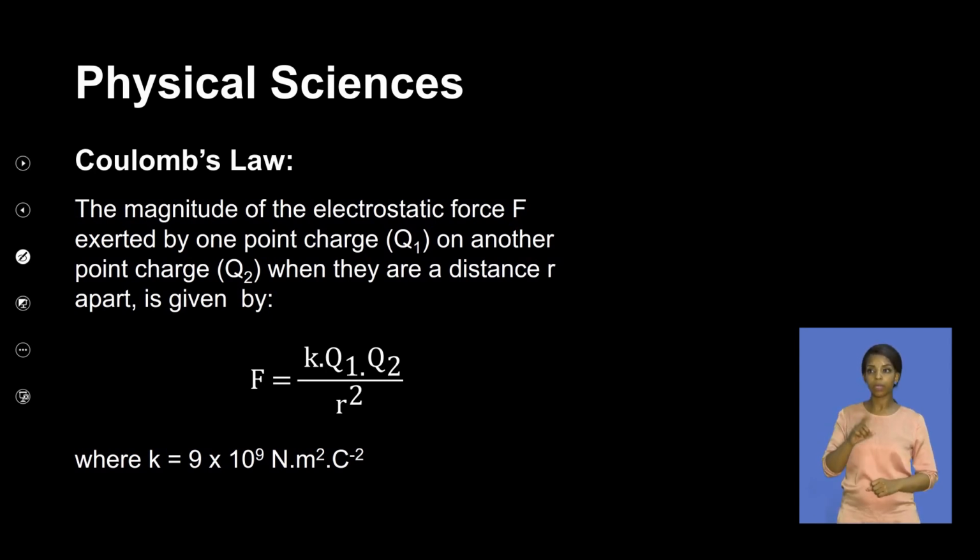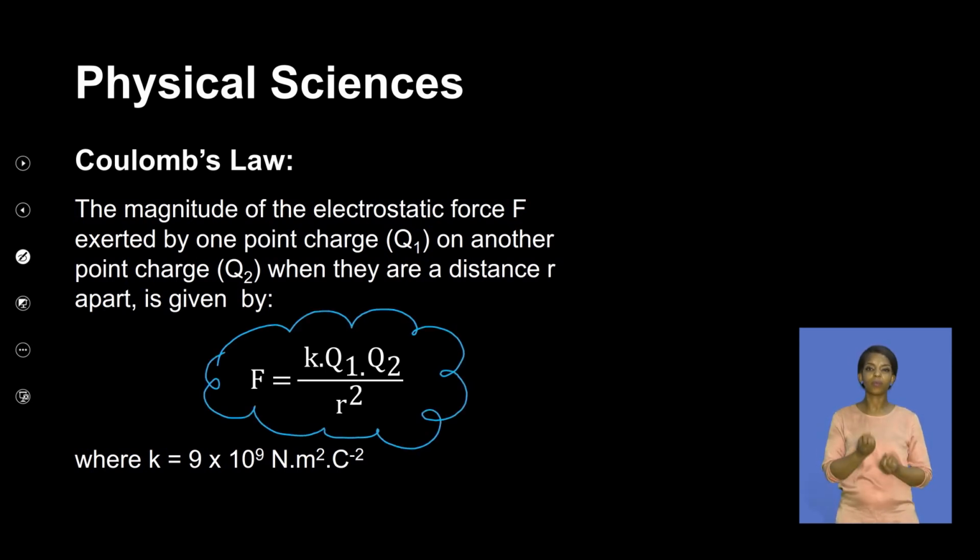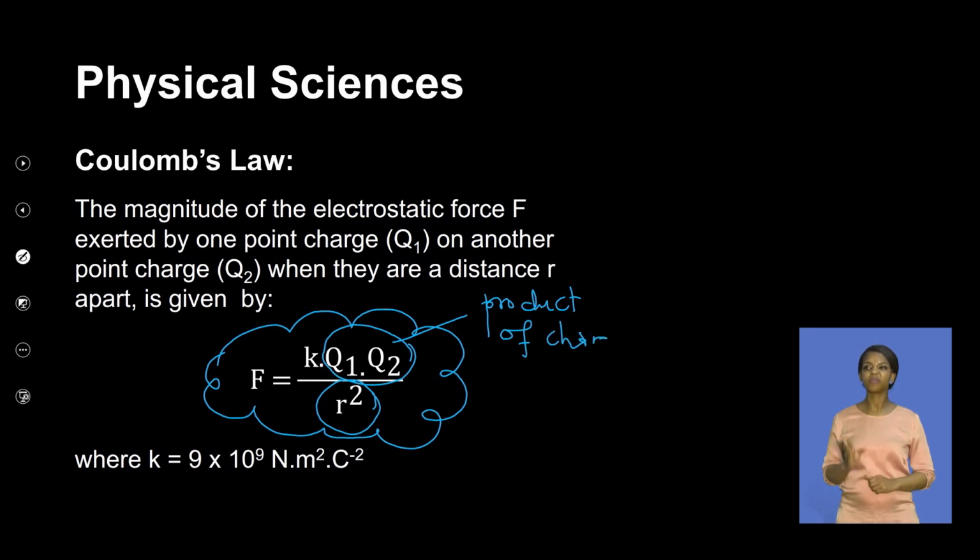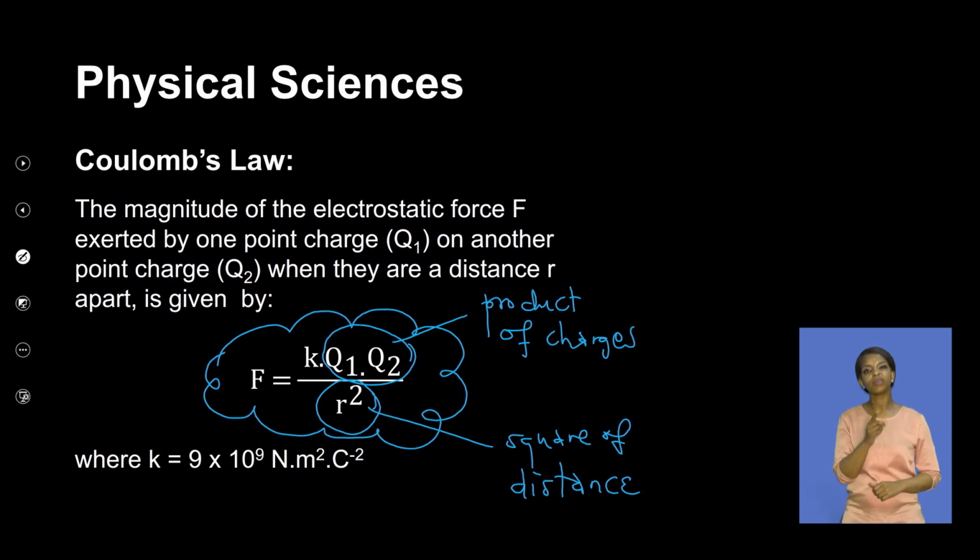Now let's look at the data sheet. This is what is going to be given to you as the formula sheet. Mathematically looking at that, you can see the product of the charges, you can see the square of the distance. So that's the product of the two point charges concerned, and then the square of the distance between the two charges. Mathematically this gives us Coulomb's law, whereby k is that constant. The units are newton meter squared per coulomb squared.